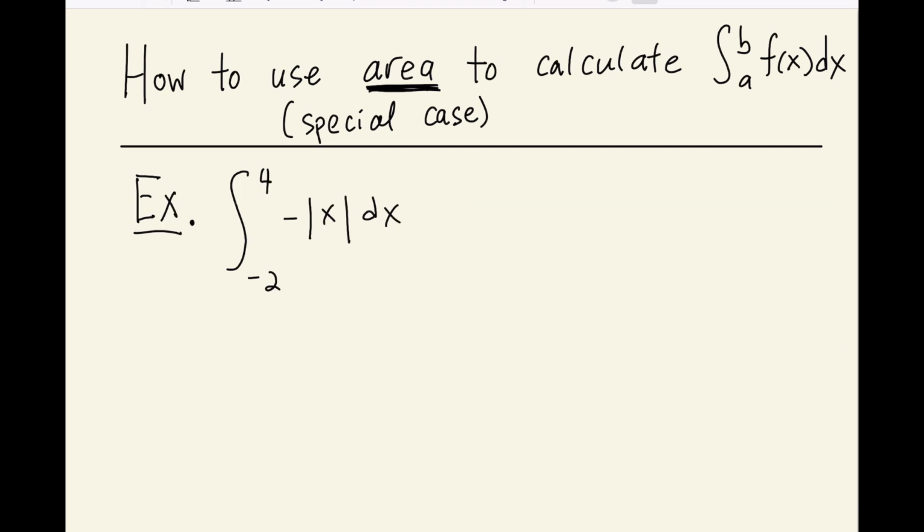So here's another nice example for which we can use area to calculate the definite integral, so we don't need that limit definition. So first, let's take a look at our function. y equal f of x is, so this is like the absolute value function, but it has been reflected across the x-axis. So let me just draw what that looks like.